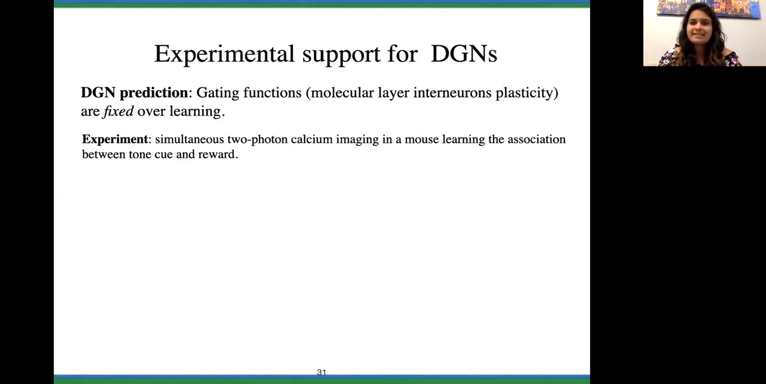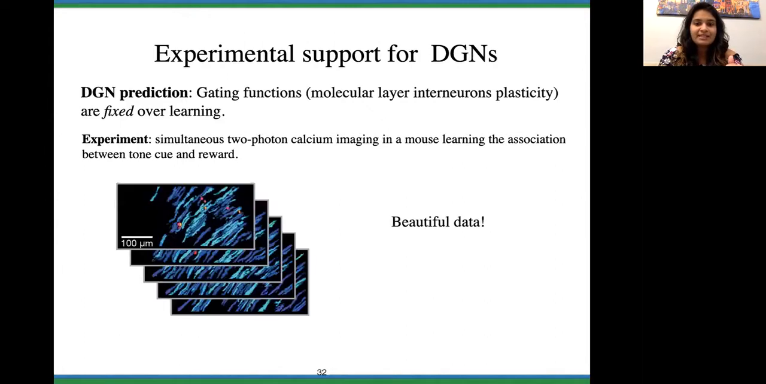We wanted to test whether the analogous system in the brain, the interneurons, which act as gating, are also fixed, whether their plasticity is also fixed. So we ran an experiment of simultaneous 2-photon calcium imaging in a mouse that's learning the association between a tone cue and a reward. Credit for this experiment goes to Michael Hausser's lab at UCL and his students, Dimitar and Maxime. And the data looks beautiful, looks something like this.